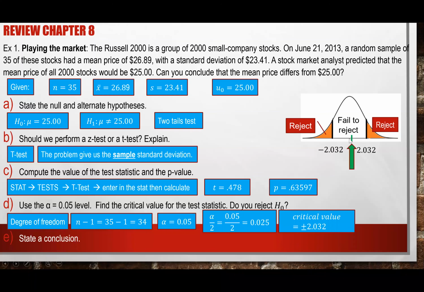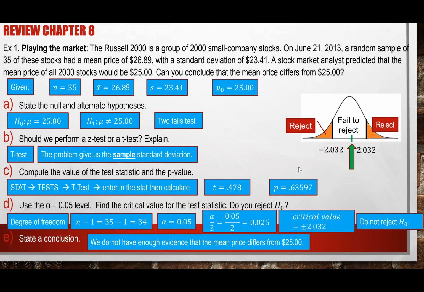This is where my T, which is 0.478, is in the fail to reject region, so we do not reject the H sub 0. And if you do not reject H sub 0, your conclusion will be that you don't have enough evidence. We do not have enough evidence to support that the mean price is different from 25, okay?